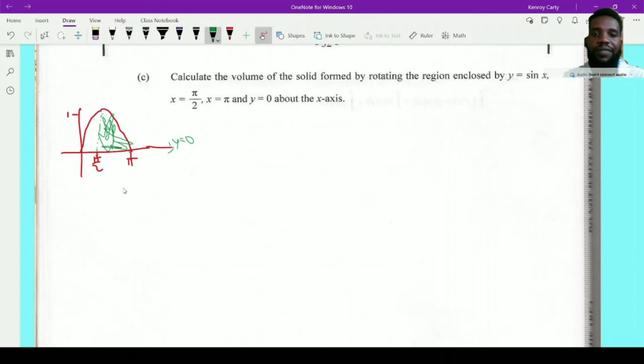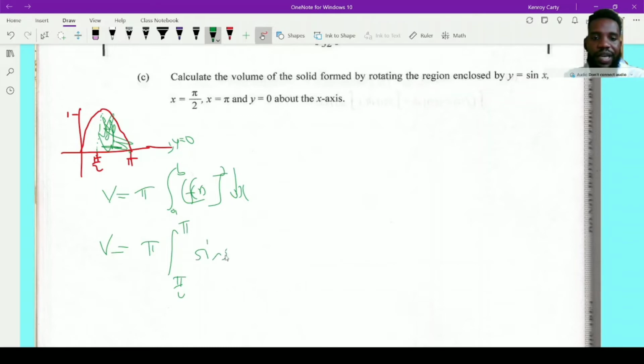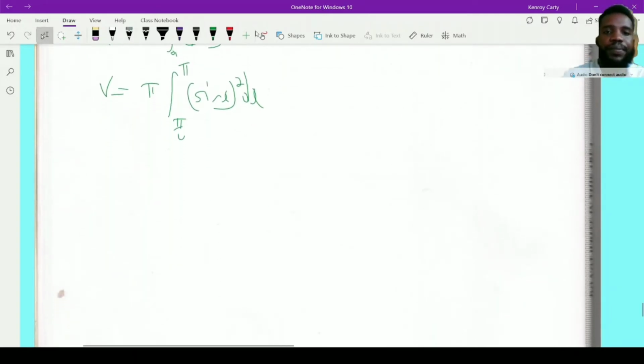Now, there's a special formula for the volume. The volume is equal to pi times the integral between a and b of f of x all squared dx. And this is when it's rotated around the x-axis. So in this case, my volume is going to be pi times the integral between the lower boundary pi over 2, the upper boundary pi, the function is sine x. So I'm going to have sine x all squared dx. Alright, let's manipulate this and see what happens.